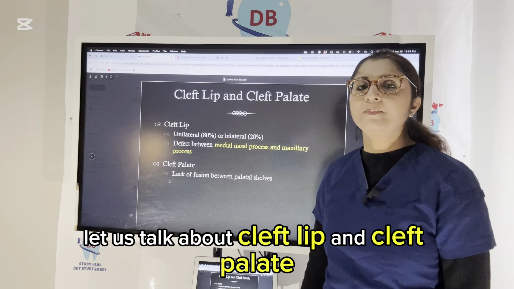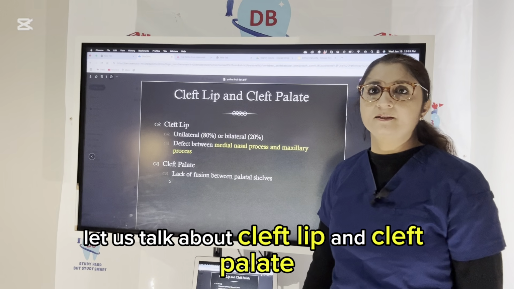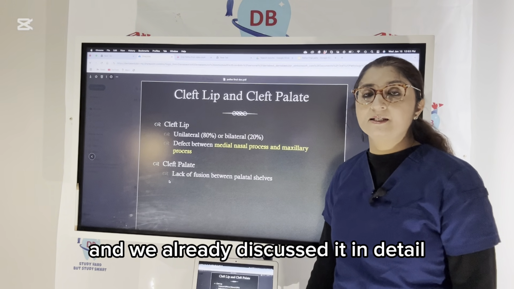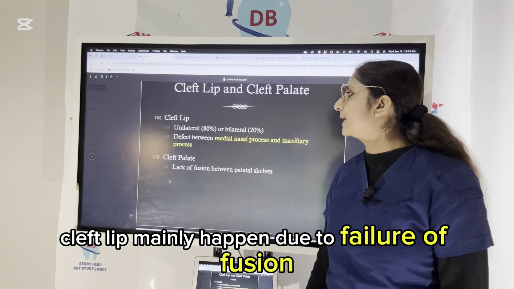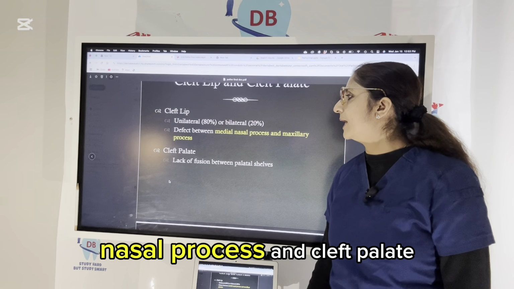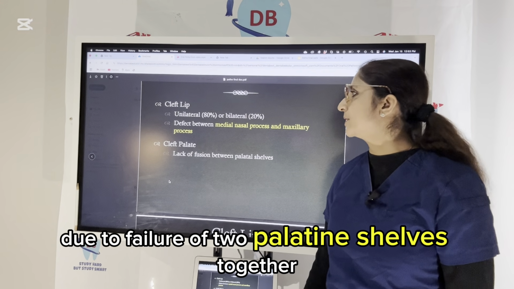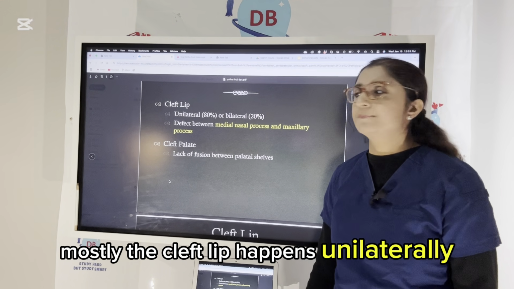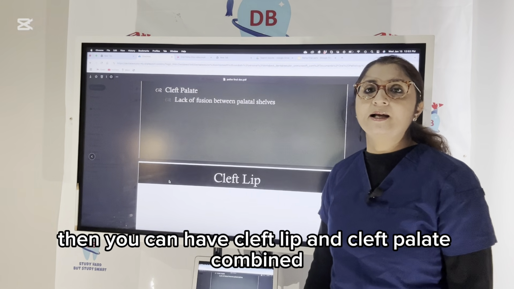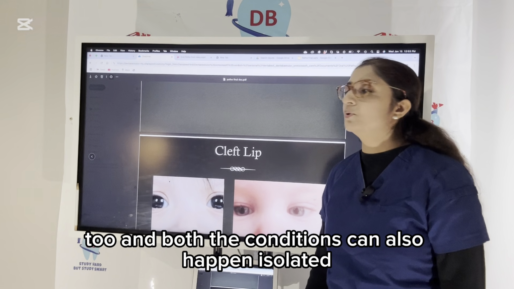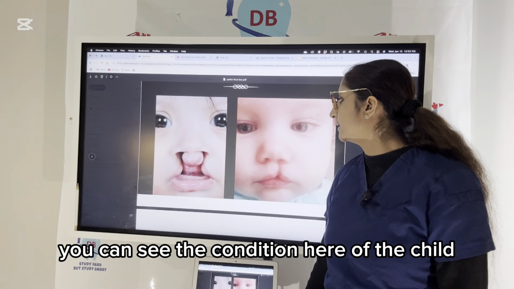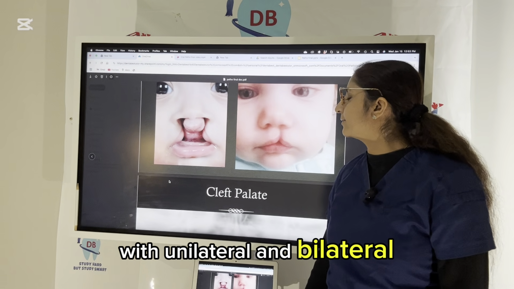Now student, let us talk about cleft lip and cleft palate. Very important condition for the exam, and we already discussed it in detail in your pediatrics videos. Cleft lip mainly happens due to failure of fusion of the medial nasal process with the maxillary process, and cleft palate due to failure of the two palatine shelves to fuse together. Mostly the cleft lip happens unilaterally, but sometimes you can see the cleft lip on both sides. Then you can have cleft lip and cleft palate combined too, and both conditions can also happen isolated, like isolated cleft palate or isolated cleft lip. You can see the condition here of the child with unilateral and bilateral.